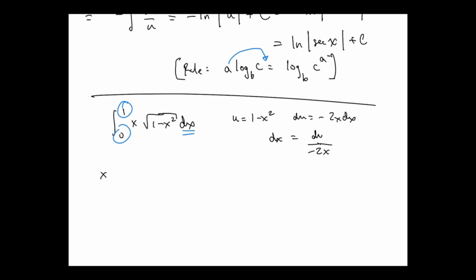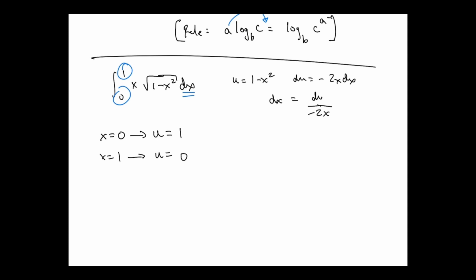So if x equals 0, then what does u equal? Well, how do I convert between them? What was the relationship between u and x? u was defined to be, for our choice, 1 minus x squared. So if I plug 0 into that, what do I get? 1. And if I do x equals 1 into that same formula, what do I get? 0.